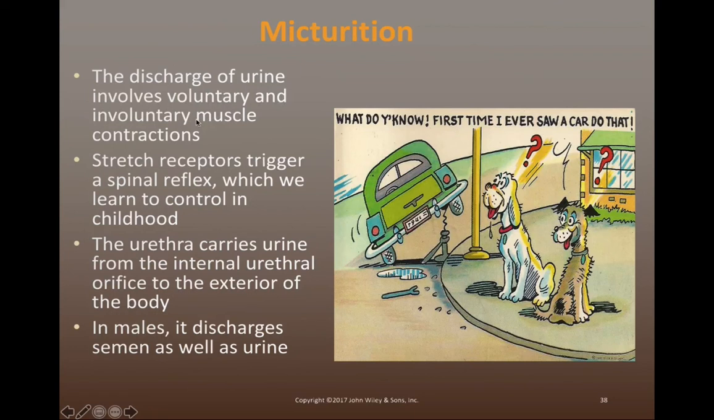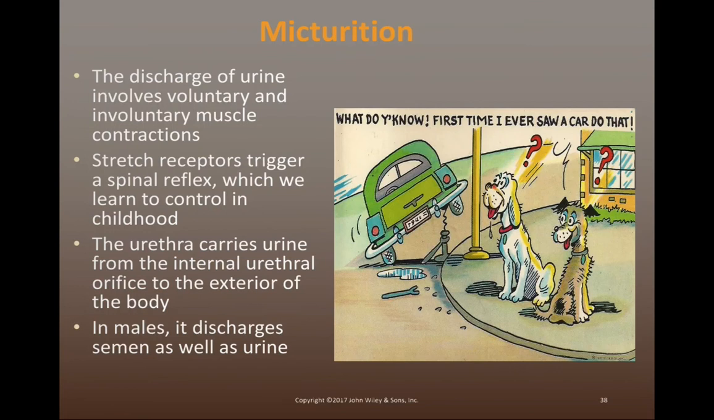When the urinary bladder and those sphincters are stretched, stretch receptors are going to signal up to the brain that the urinary bladder is filling. When the time and place is right, the voluntary external urethral sphincter can be controlled to allow for micturition and the elimination of urine from the body.